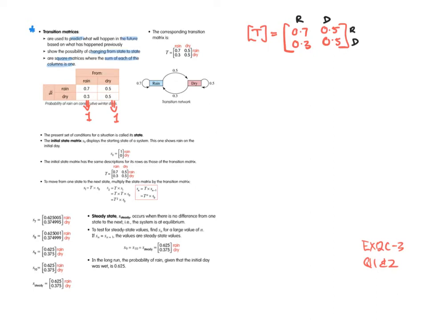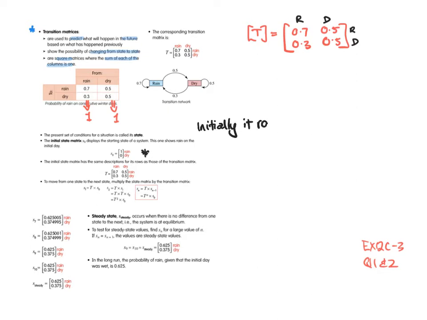And they've said the present set of conditions for the situation is always the state. So what they're going to do is tell you this shows the rain on the initial day. Sometimes they'll give you a different one. If it was a chance of rain or if it's dry, they might say initially it rained.